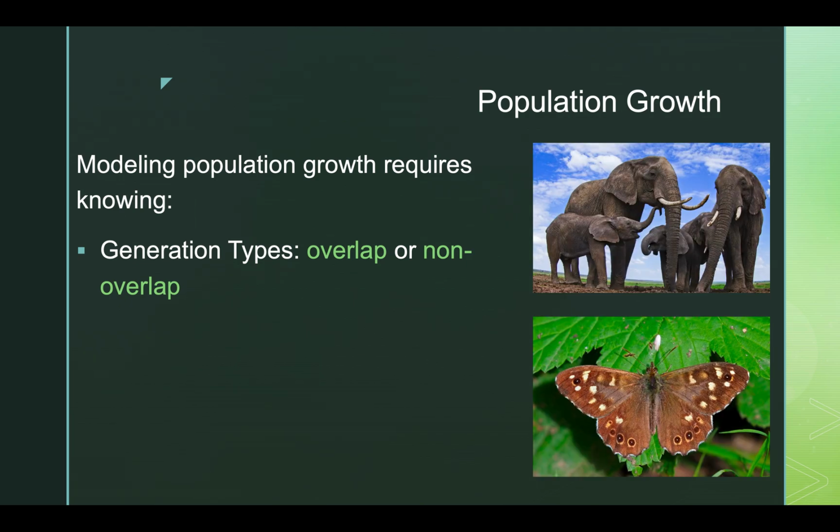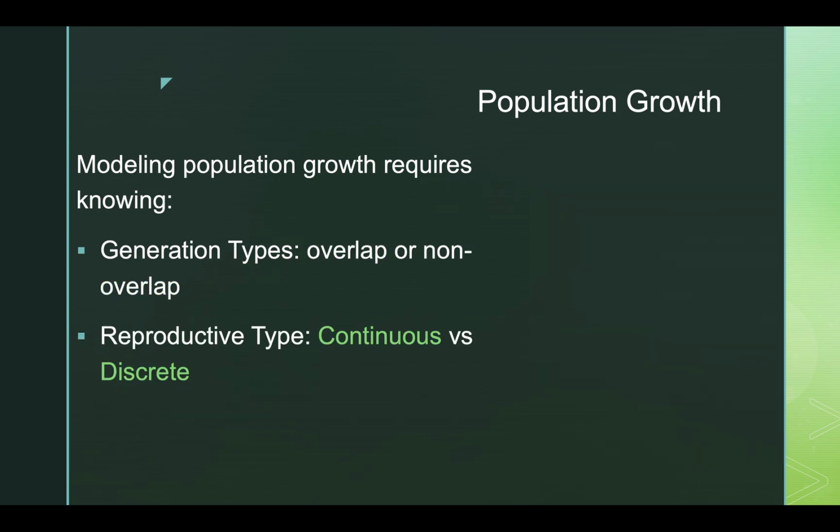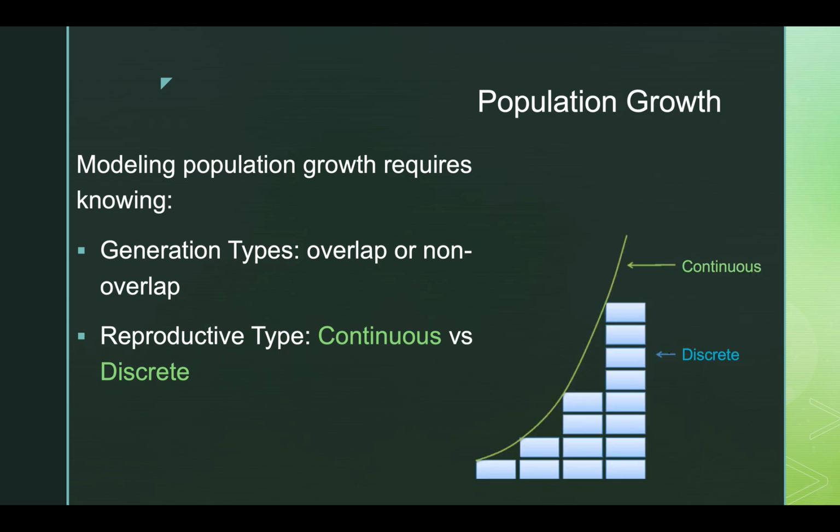An example, of course, is elephants, which have overlapping generations, a very similar population structure to humans. And then non-overlapping generations, a lot of insects or some fish, where you lay your eggs and then instantly die. Another factor is the reproductive type, which is continuous or discrete. When we talk about continuous generations, that means offspring can be born at any time, right? Like people are this way. You can have kids at any time of the year. It doesn't depend on the seasons. People can just reproduce whenever they want.